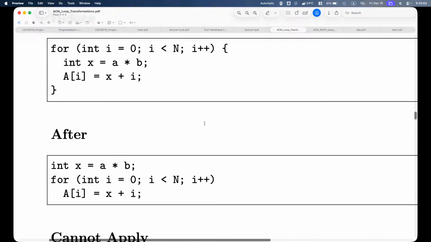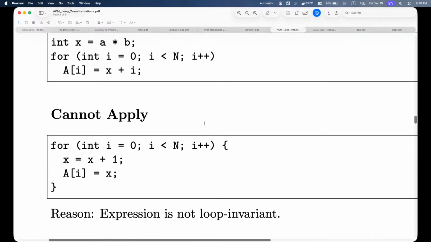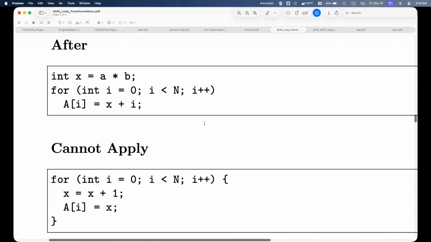So this is straightforward. Here is one more. Can you look at this code and convince yourself that loop invariant code motion cannot be done here? What is loop defined here? I is loop defined, so is X. The RHS here is depending on itself. So I cannot move X equal to X plus 1 outside.